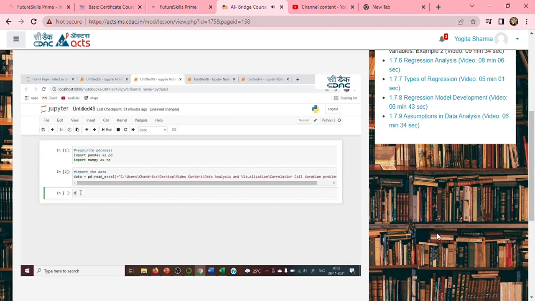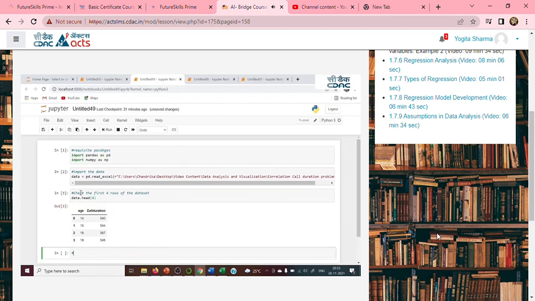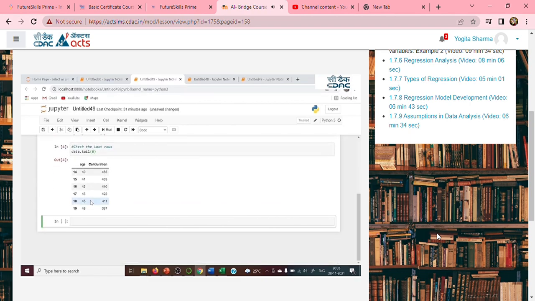I wanted to check the first 4 rows of the data set. To do this, I'm using a function called head. So in order to extract the first 4 rows, we use the function head. If you want to check the last rows, we use the function tail. I want to know the last 6. So this is how we define this data.